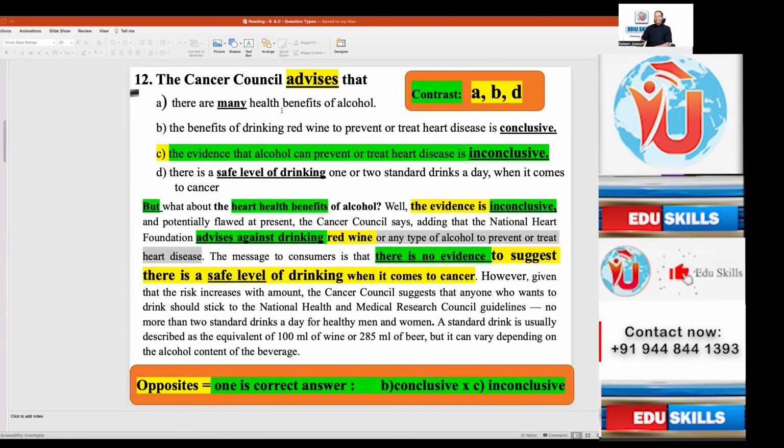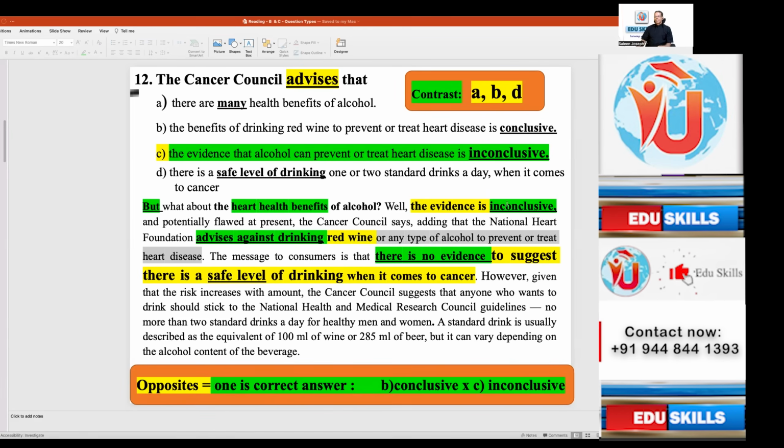Here A says many health benefits. B says there is evidence, conclusive evidence, it is beneficial. C says there is a safe level of drinking. A, B and C options speak of alcohol having benefits. Only one speaks as inconclusive, no benefits. It's not concluded. And again, when there is a "but", immediately the answer will be there.